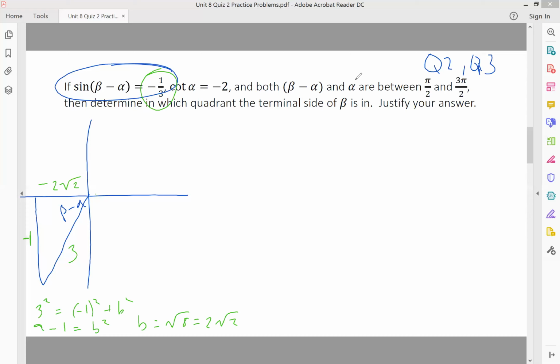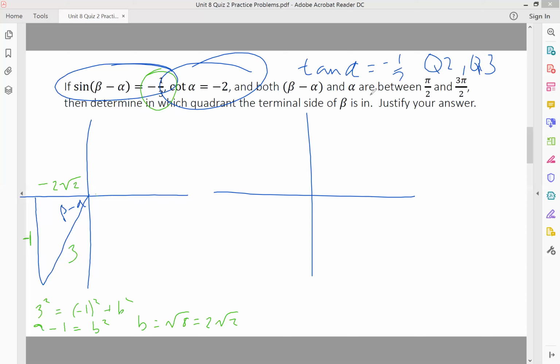All right, now let's find the second piece, or our other triangle, with cotangent of alpha. If cotangent of alpha equals -2, that means tangent of alpha equals -1/2. Now, tangent is only negative in quadrant 2 and quadrant 4. So we can't have quadrant 4. We can only be in quadrant 2 or 3. So that means that this triangle must be in quadrant 2.